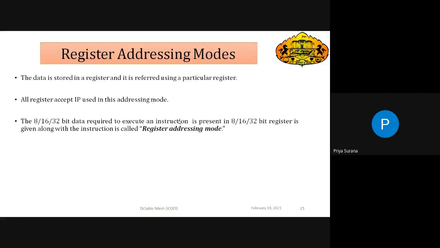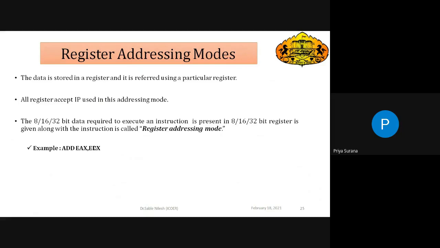Next, the first type is register addressing mode. Data stored in a register is referred to using that particular register. Very simple: if in an instruction the source data and destination data are available in registers, we can say this instruction falls in the register addressing mode category.